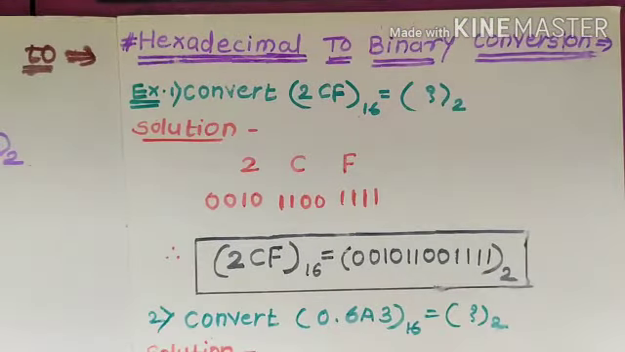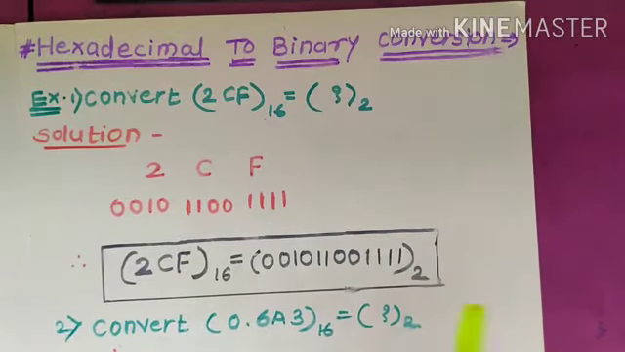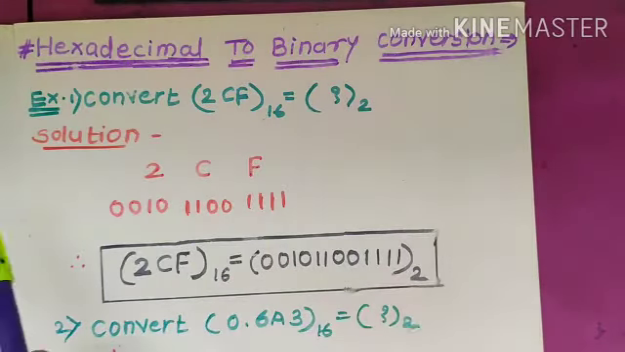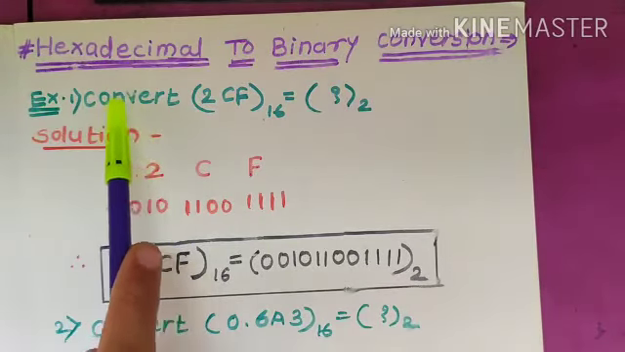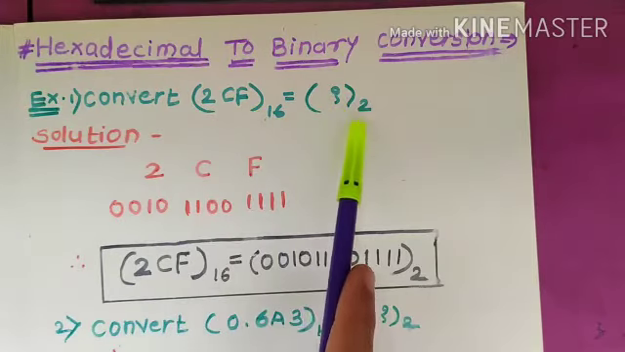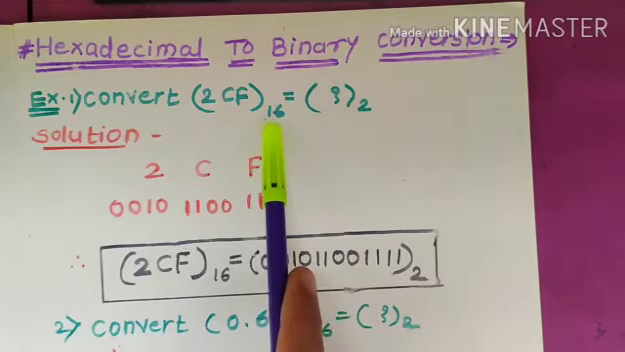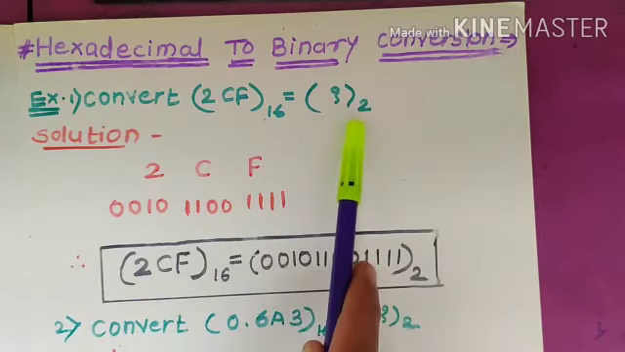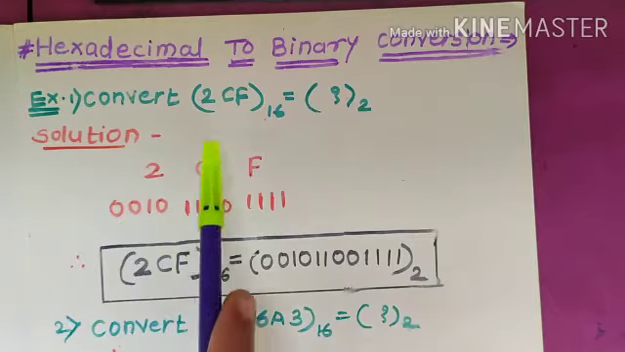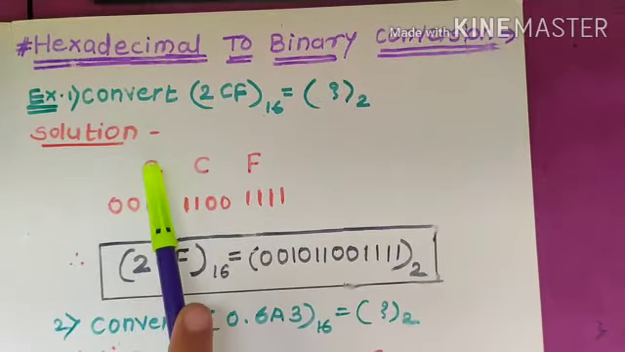Now you can see, first we have to see hexadecimal to binary conversion. In this system we have to convert 2CF hexadecimal to binary. As we know, the hexadecimal number system has base 16 while the binary number system has base 2. Let us remember that the hexadecimal number system contains alphabets as well as numbers. Now this is the given example, 2CF.